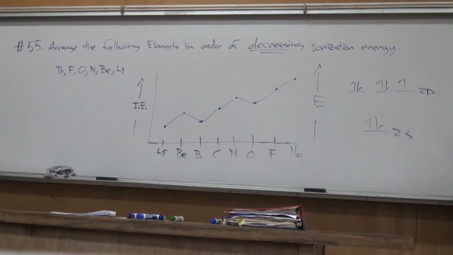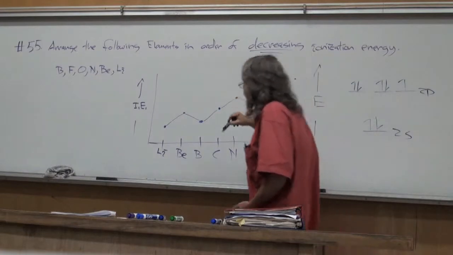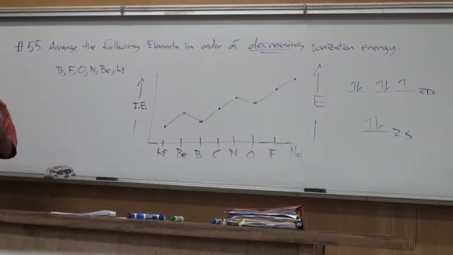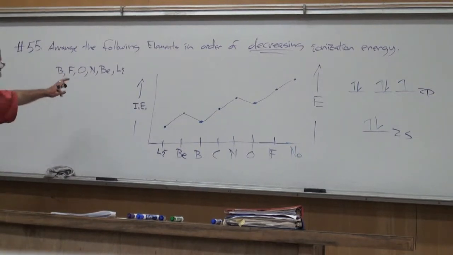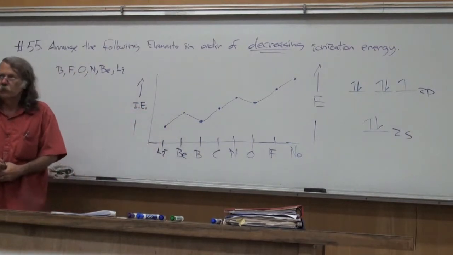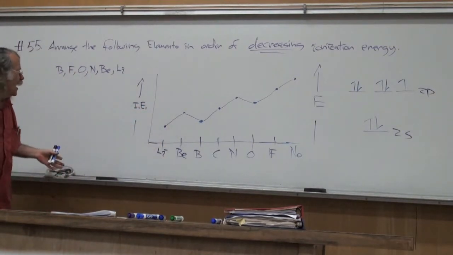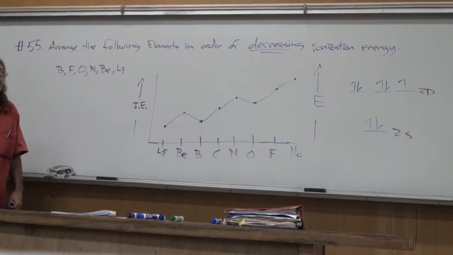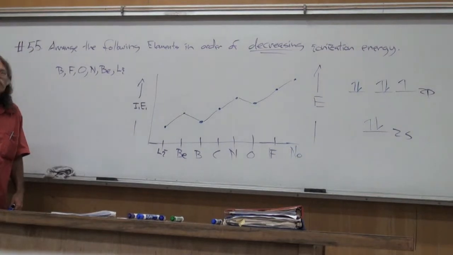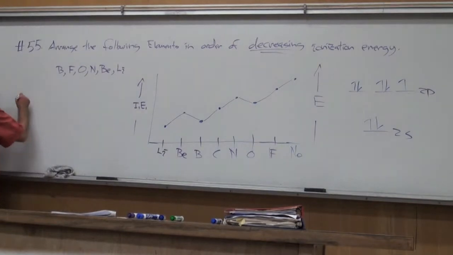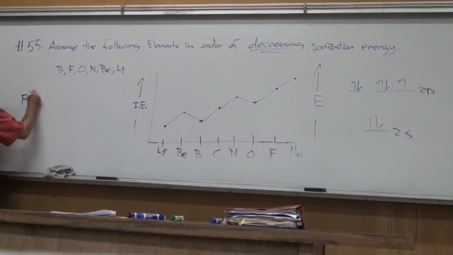Now, we're going to arrange these elements in order of decreasing ionization energy. So which one's going to come first? Now we can answer the question. I'm going to answer the question over here. This is all scratch paper. Which one has the highest ionization energy of any in this series? Which one? Fluorine. Does everybody agree with that? So the fluorine has a greater ionization energy than what?